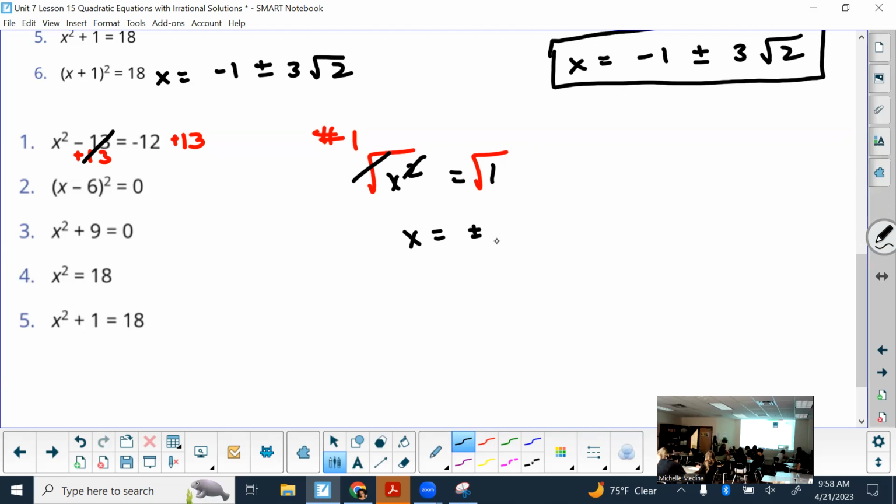What's the square root of 1? So plus or minus 1, yes. So that's why I said number 1 was probably the easiest, because the other answers don't look as nice. Questions on that?